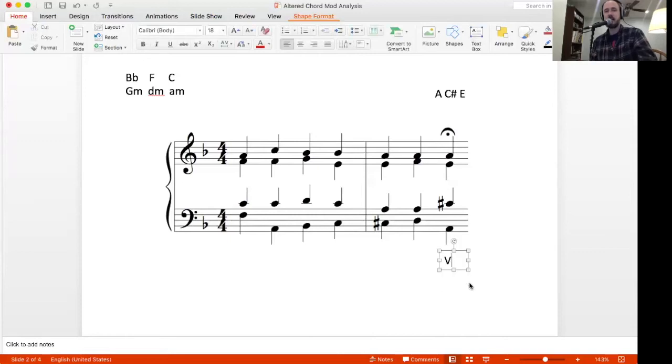A in D is 5, right? So that makes this, what kind of cadence? Makes it a half cadence, right?